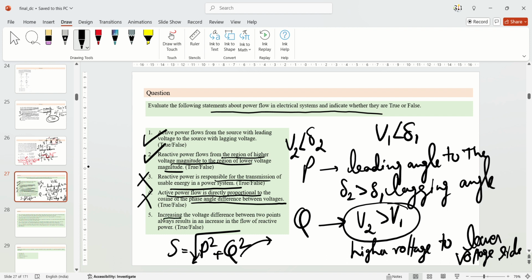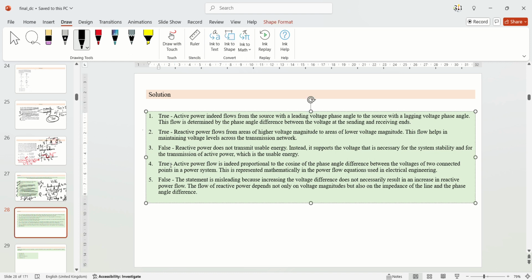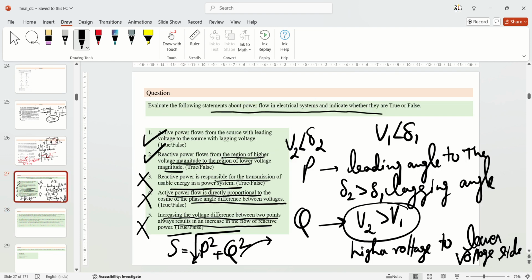Fifth statement: the increase of voltage difference between the 2 points always results in an increase in the flow of reactive power. That is false. It is not the voltage magnitude, it is the angle. Not always. So this statement is actually false. So the fourth statement is actually false.